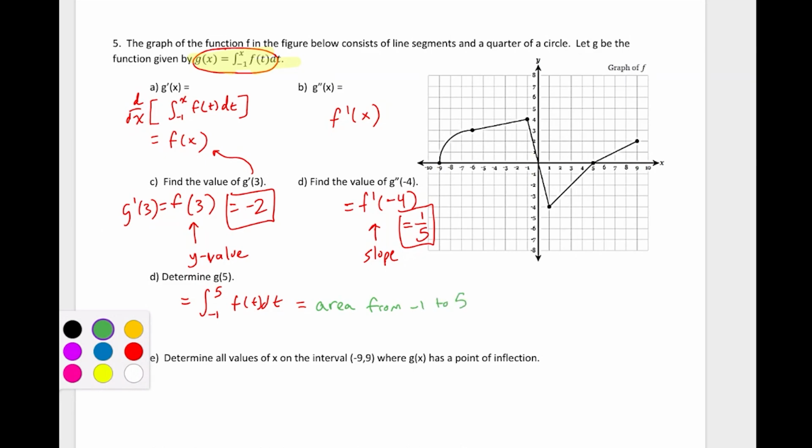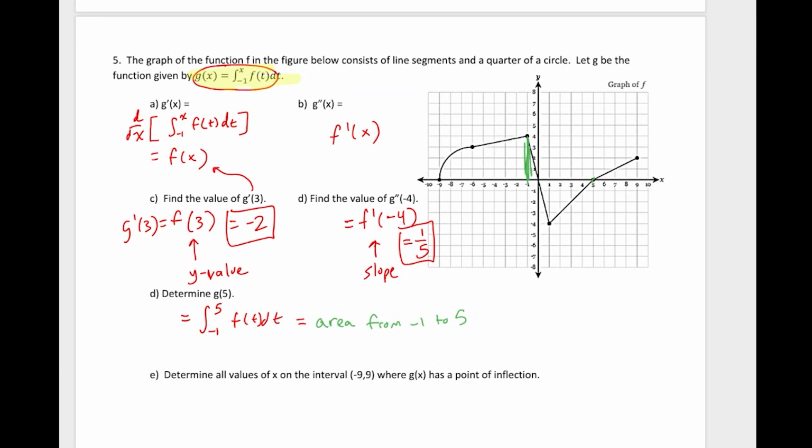So the area bounded between the curve and the x-axis as a signed area, meaning the area above the x-axis will be positive, the area below the x-axis will be negative. So here's negative 1, here's 5. So I've got a little bit of positive area here, and quite a bit more of negative area here. Okay, I think maybe a highlighter is a more appropriate tool here. So this area right there, and then we've got all this area.